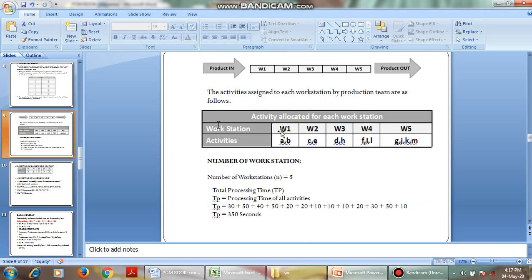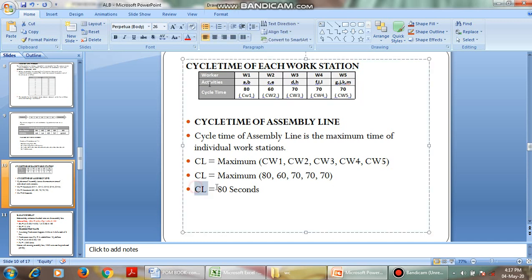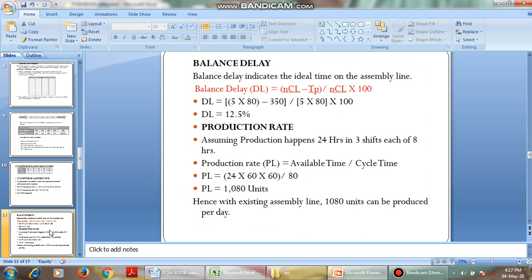In the same way, we will calculate for DH, FIL, GJ, and KM also, so that we get all the maximum cycle times. At AB it takes 80 seconds. At workstation 2 it takes 60 seconds. Workstation 3 takes 70 seconds. So the maximum work cycle time is 80 seconds, at workstation 1. Okay, right. Now let's go for the next one.